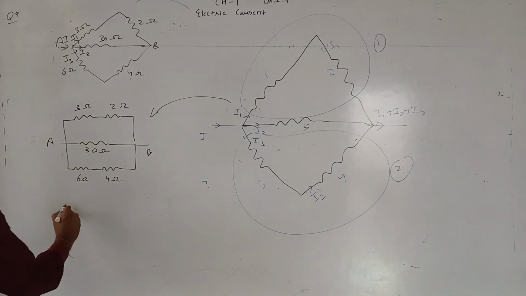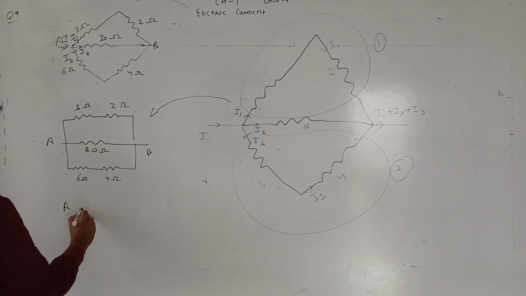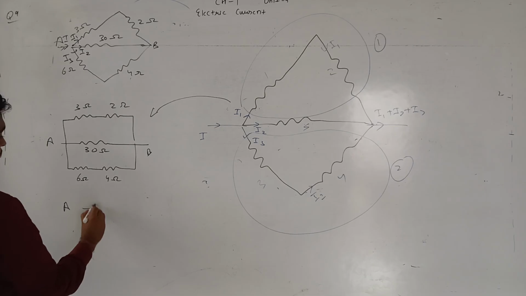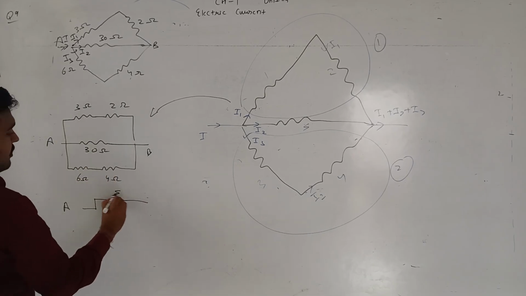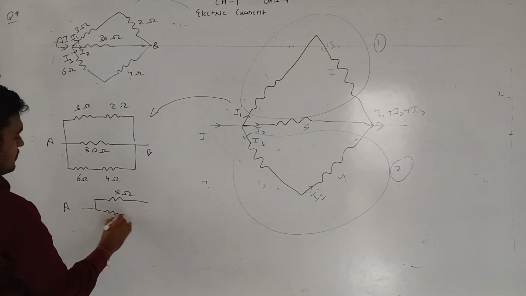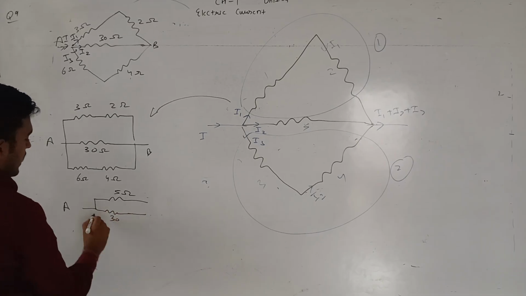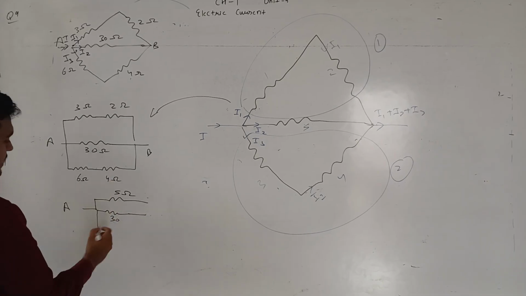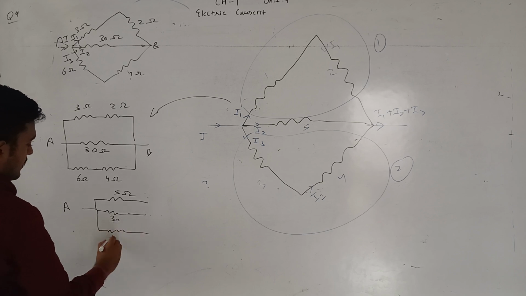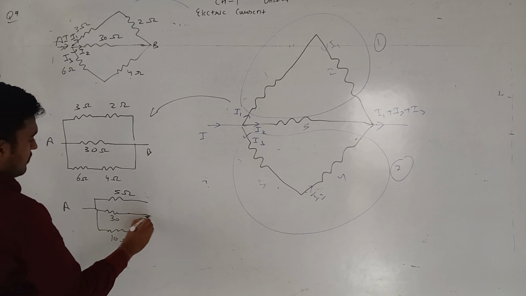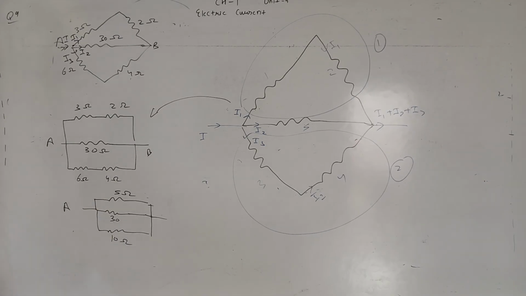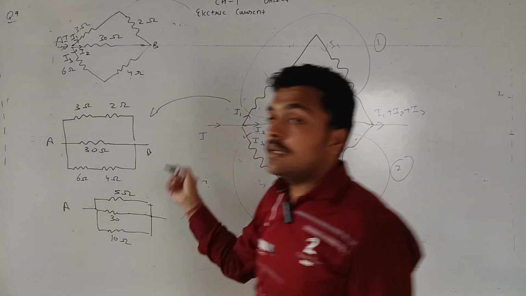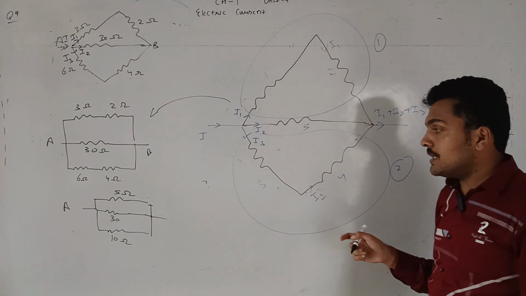So the two are in series. So we have to get the equivalent. 3 plus 2 is 5 ohm, and this is 30 ohm, and our last is 6 plus 4, which is 10 ohm. So we get 5 ohm, 30 ohm and 10 ohm, which are in parallel to each other.